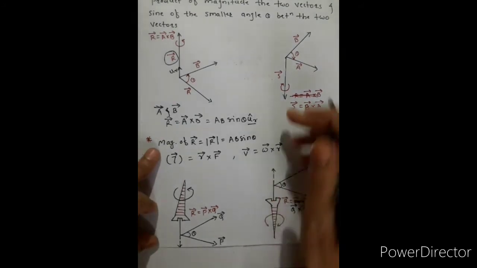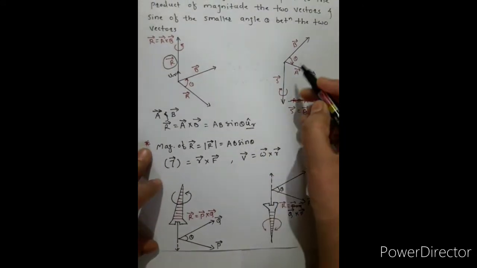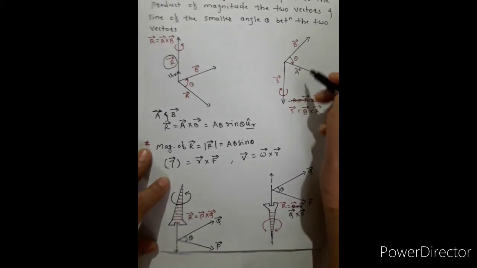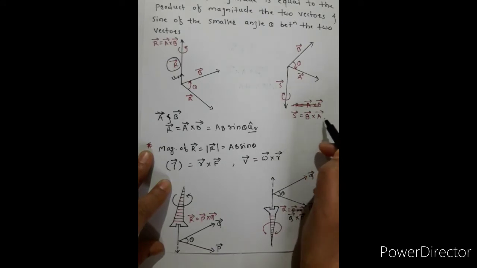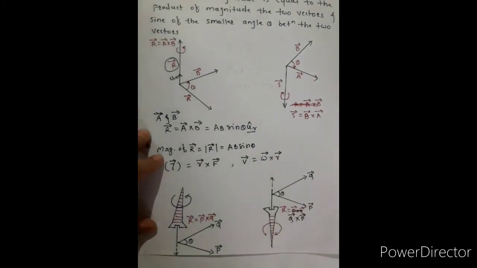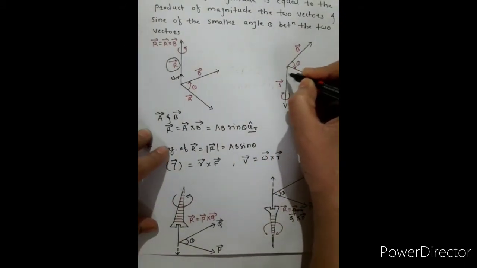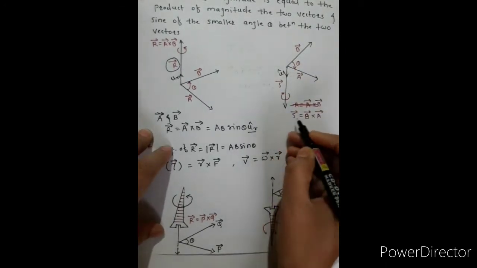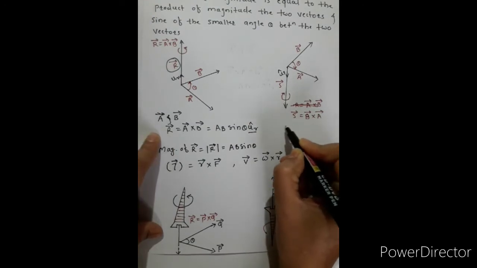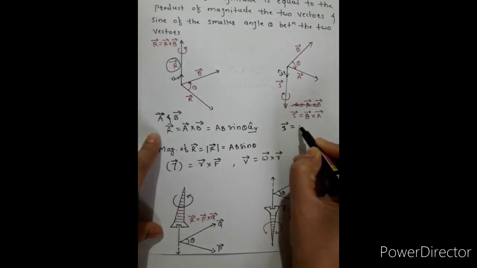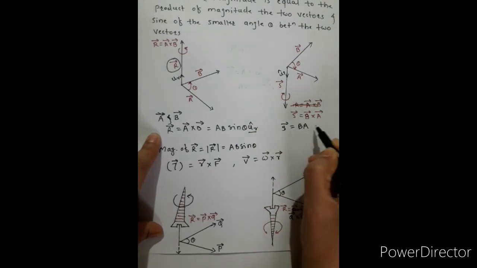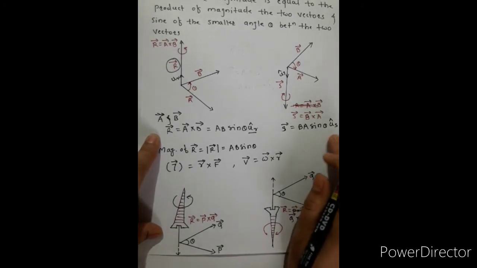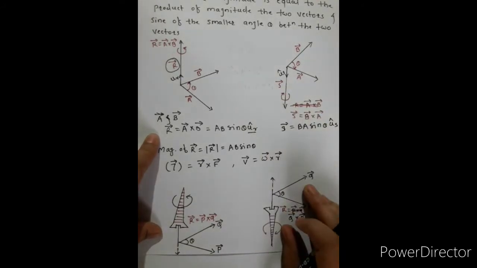Now here see in this figure, this is vector A, this is vector B. Here the direction is opposite, that's why vector S is equal to vector B cross vector A. And in this figure, the unit vector in the direction of S is U cap S. So we can write vector S is equal to magnitude of B into magnitude of A into sine theta U cap S, where U cap S is a unit vector in the direction of vector S.